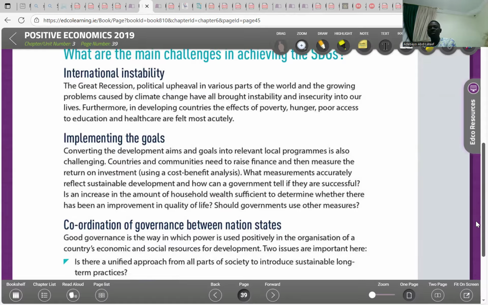So go to pillars of sustainability. We already know what sustainability is. Maintaining a certain level. That is sustainability. So what are the pillars of sustainability? What are those things that we need to have sustainability? There are three pillars. We have economical, social, and environmental.